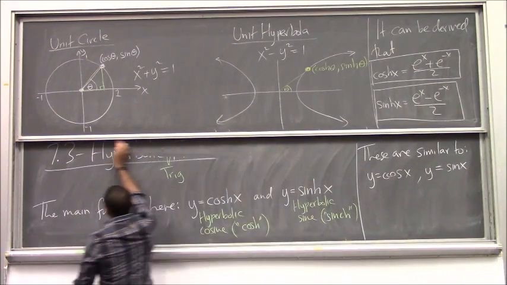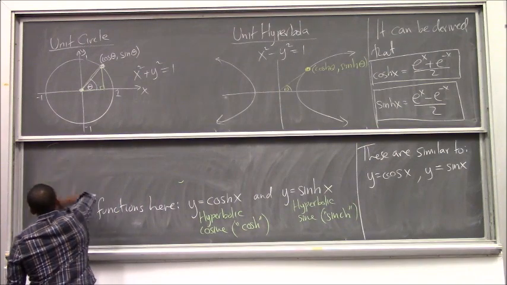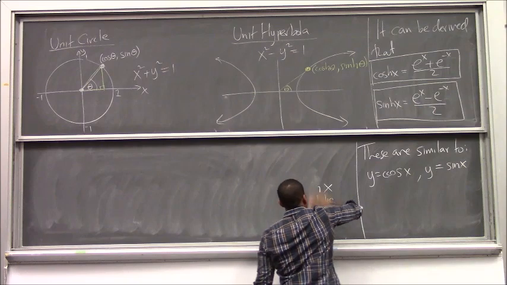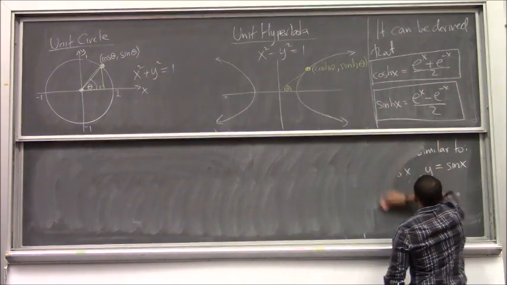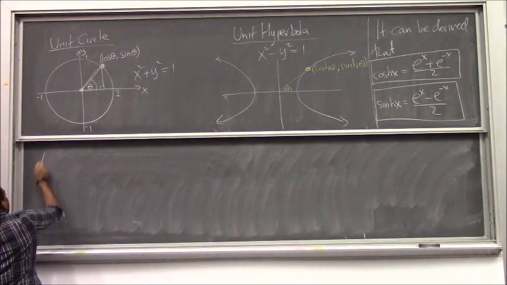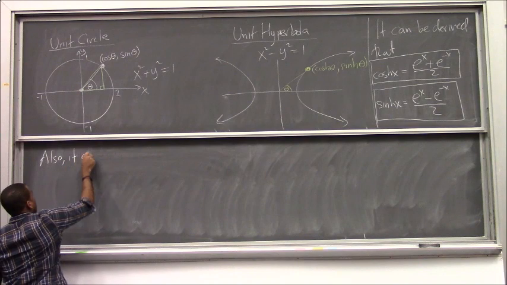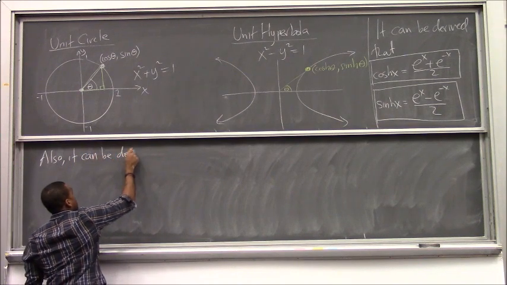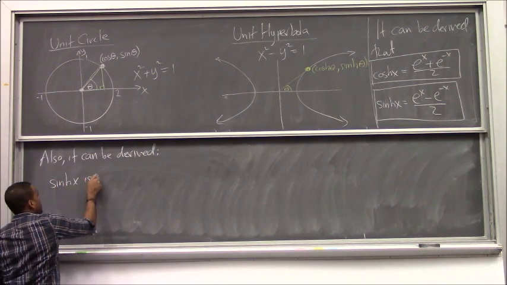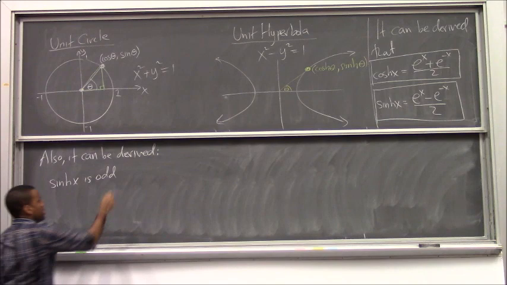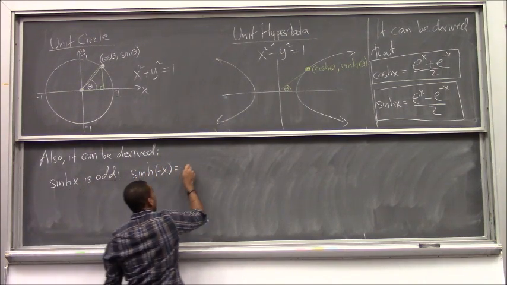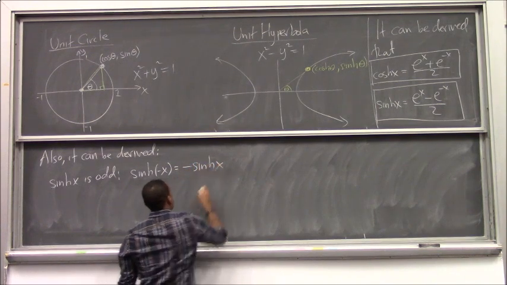So, you can actually derive these definitions. Now, that can give us some consequences here. Also, it can be derived that sinh is odd. Not odd as in strange, I mean odd as in, if you take the sinh of a negative angle, it is the negative sinh of the angle.